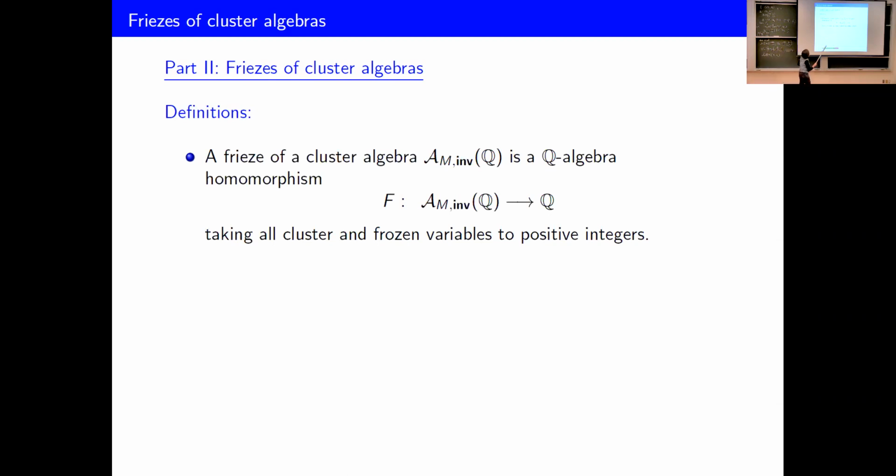So once again, a cluster algebra, and sometimes I use Q here, is not just an algebra, not only a Q-algebra. It has a special collection of elements called cluster variables, and they form clusters. That's the feature. And a frieze is a Q-algebra homomorphism which takes positive integer values on every cluster variable. So that's one definition.